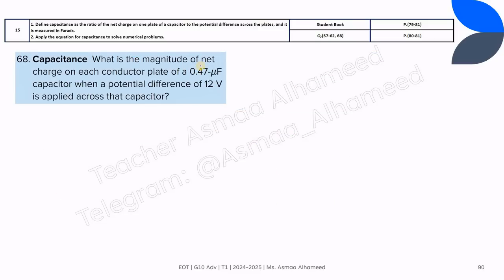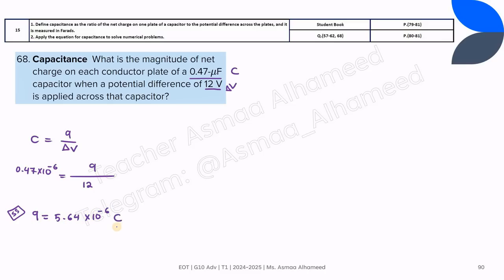Next question. What is the magnitude of the net charge on each conductor plate that has this much C capacitance when a potential difference this much, this is delta V, is applied across it? So C is equal to Q over delta V. Do we have C? It is 0.47 times 10 to the power minus 6 equals, charge is unknown, delta V is 12, so we do shift solve, and Q will be 5.64 times 10 to the power minus 6 Coulomb.